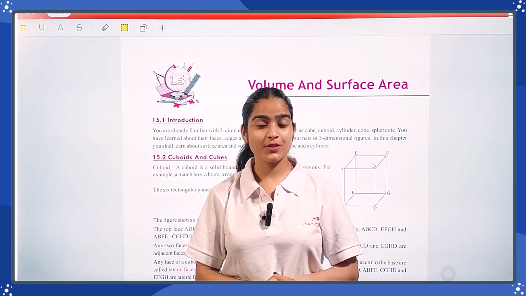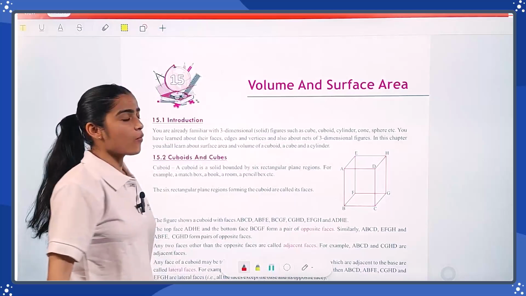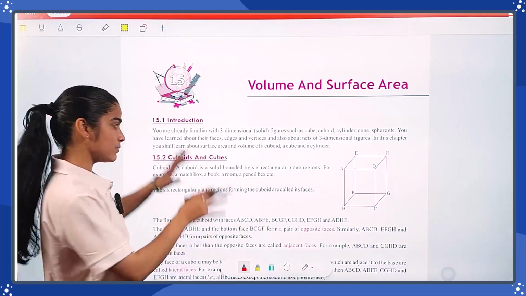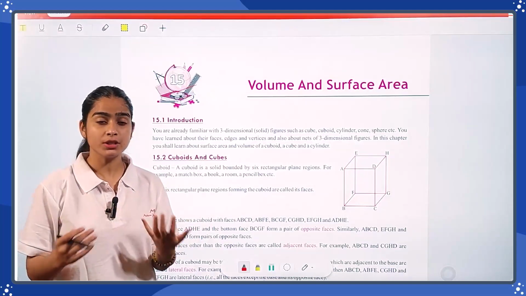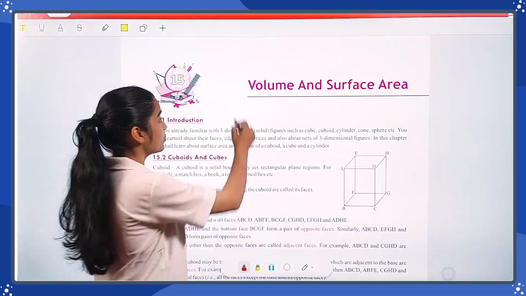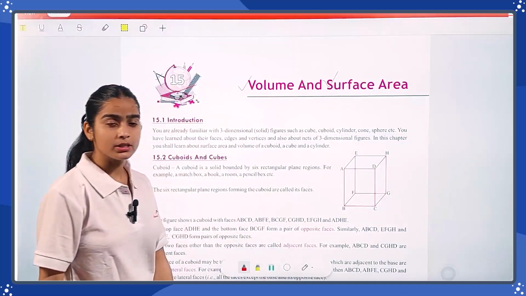So students, today we have a new chapter, chapter number 15, volume and surface area. In the previous chapter we learned about area, how to calculate the area of different shapes. Now we are going to learn about the volume and the surface area of the different polygons we have.